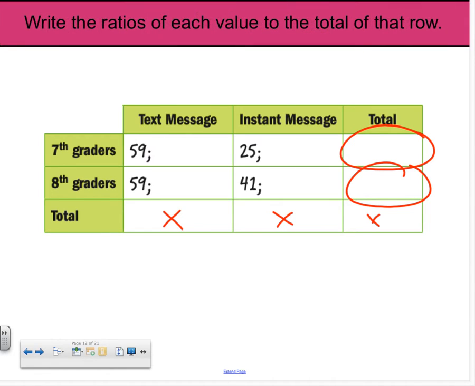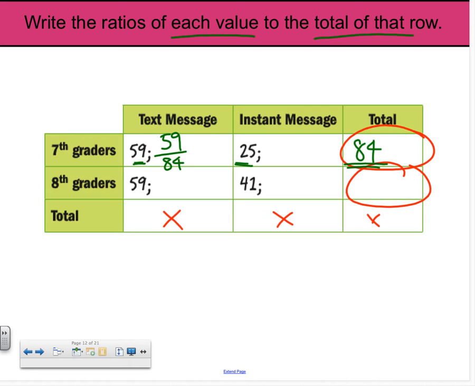Well, it's pretty straightforward. We're going to take ratios of each value, okay, so each value to the total of that row. So what would the total in this row be? Well, remember what we did when we just filled out the two-way table. We added each item in the row to get the total. So 59 plus 25 is going to equal 84. Now it's saying to write a ratio of each value to the total of that row. That means I'm going to write 59 over 84 because 84 is the total of that row.